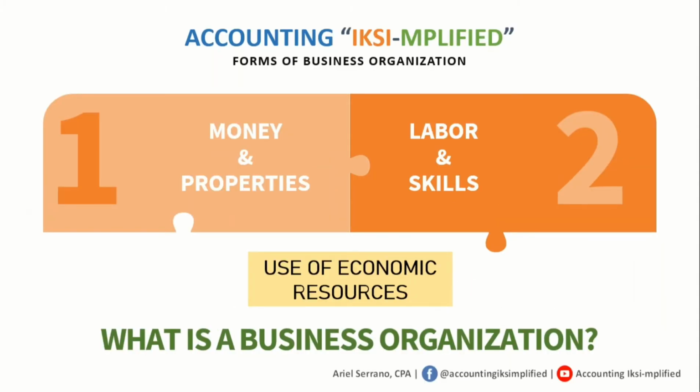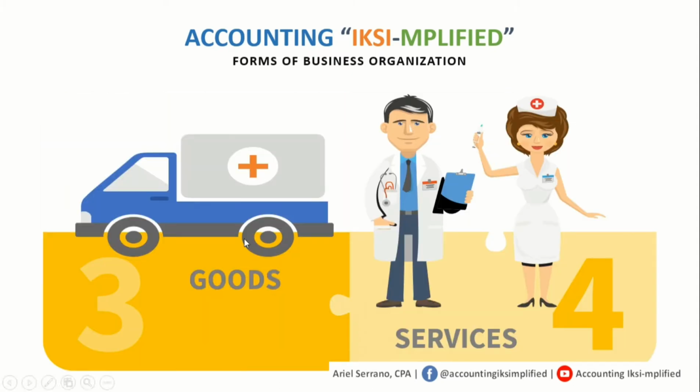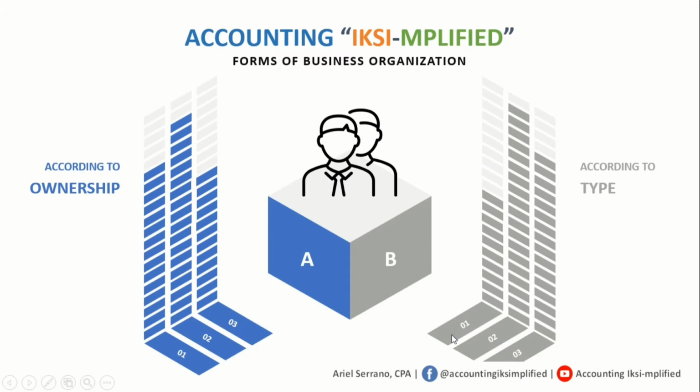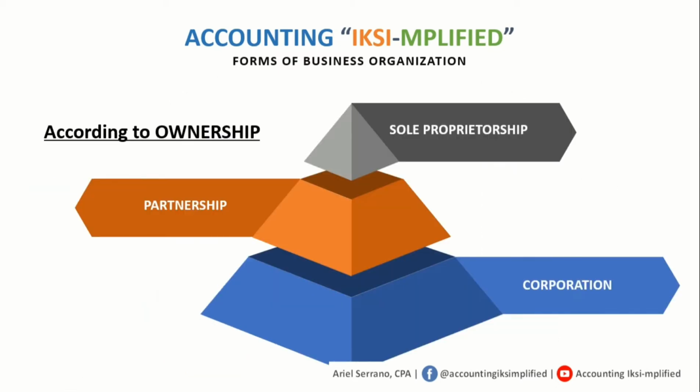When we are discussing a business organization, this is an organization, an entity, or somebody, or something that uses economic resources that may be in the form of money or properties or both, and labor, expertise, or skills in order for you to provide goods or to deliver services. Now, the forms of business organization may be according to ownership or according to type. Let's deal first with the forms of business organization according to ownership. And in this case, we have three classifications. There is the sole proprietorship, there is the partnership, and there is the corporation.